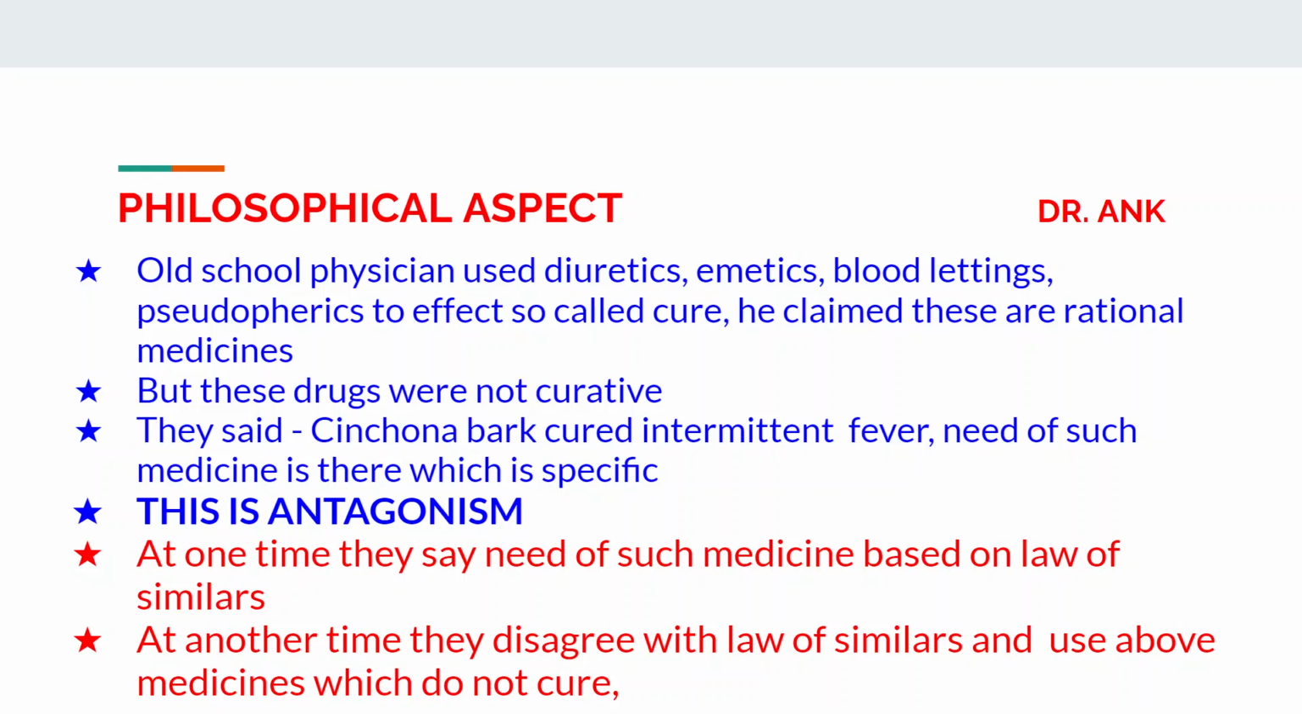So at one time they say the need of such medicine based on the law of similars is there. At another time they disagree with the law of similars and use the above-mentioned procedures which do not cure. Draining of ascitic fluid or pleural effusion does not cure, because if the draining is done, after a few days the fluid starts accumulating again. So the treatment should be the administration of a homeopathic specific remedy prescribed on the law of similars.